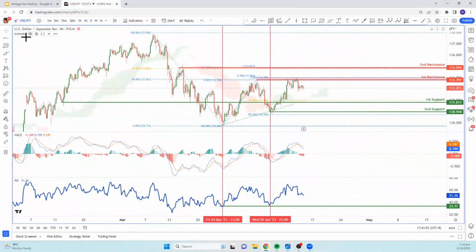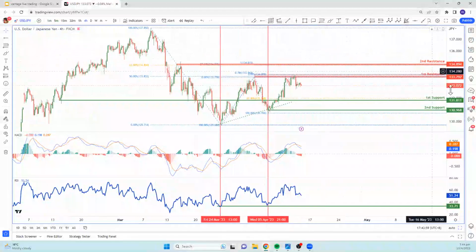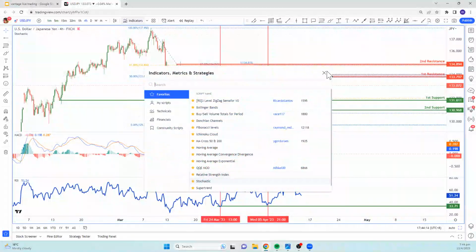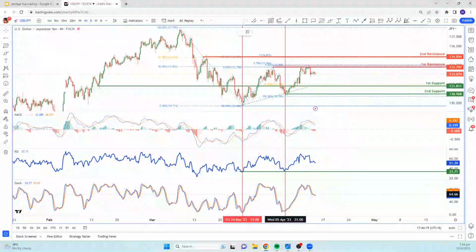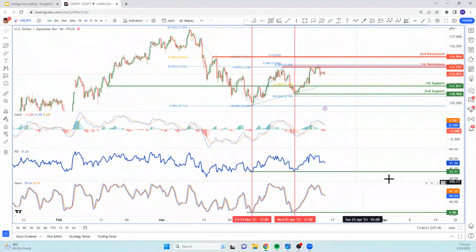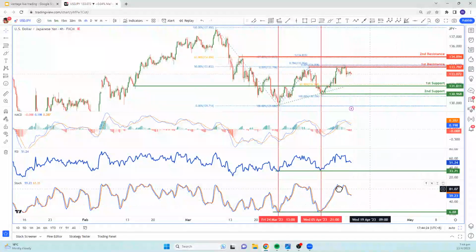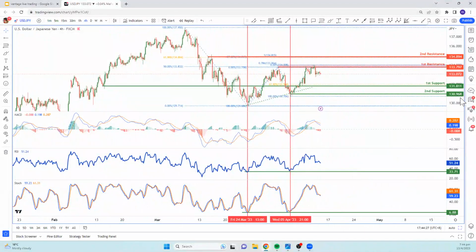So I'm going to remove my Ichimoku. So we could be expecting price to continue to drop towards our first support, especially since this is such a strong confluence area at our first resistance. Okay, but just to be safe, let's pull out one more indicator. Okay, stochastic is also giving us the same bearish divergence.